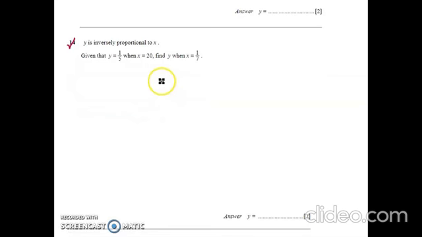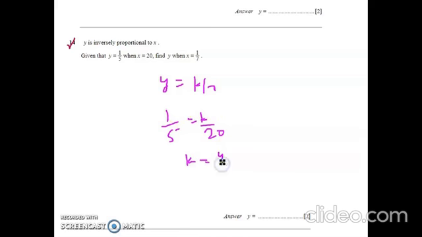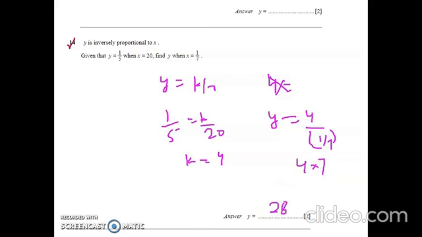Y is inversely proportional to x simply means this. Y is 1 upon 5 when x is equal to 20. Now, we will take this 20. It's dividing over here, so it will go and multiply over there. 20 divided by 5, k is 4. Okay, find y when x is equal to 1 upon 7. This 1 upon 7 is dividing, so 7 will multiply. So y will be 28.